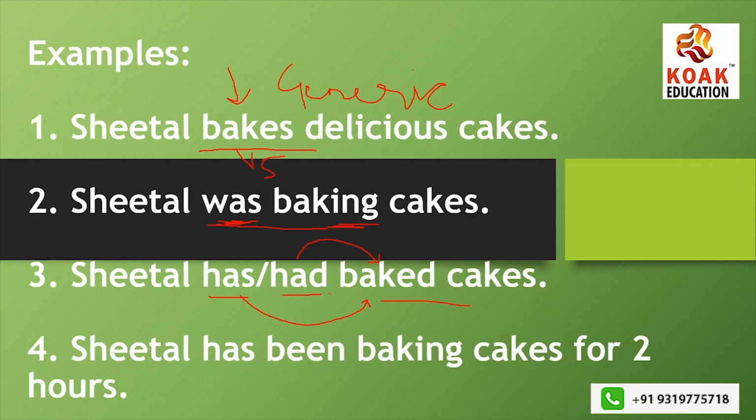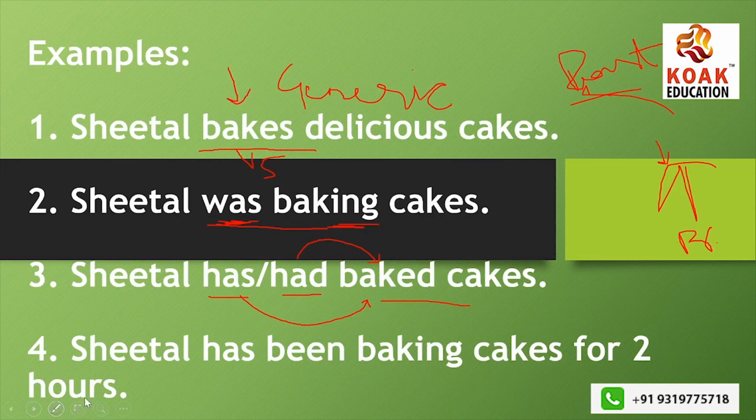Now, for instance, when I say Sheetal has baked cakes, it means she has recently completed it. She has just baked the cakes. But when I say Sheetal had baked cakes, I am talking about something that is in the past, way past. Sheetal had baked cakes means something that happened in the past. When I say Sheetal has baked cakes, I mean an action that has just got completed in the present. Just now it got completed. That is present perfect. And past perfect is when you talk about something way back in the past. So that is the difference between has baked and had baked.